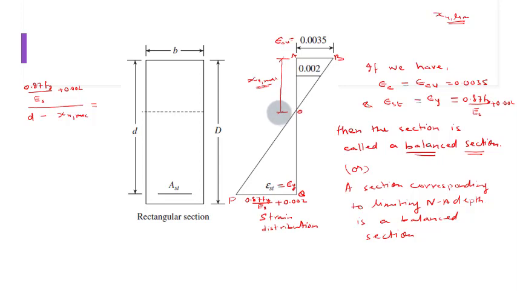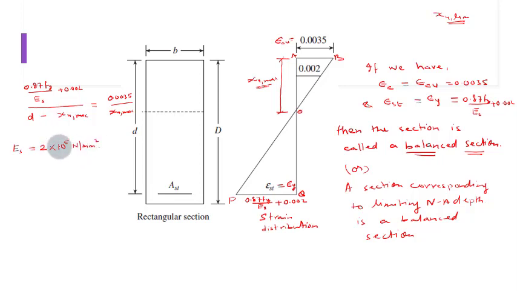0.0035 divided by XU max. So this will be 0.0035 by XU max. Young's modulus of elasticity of steel will be considered as per IS 456 recommendation as 2 into 10 to the power 5 Newton per mm square.